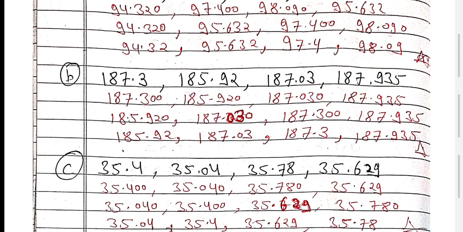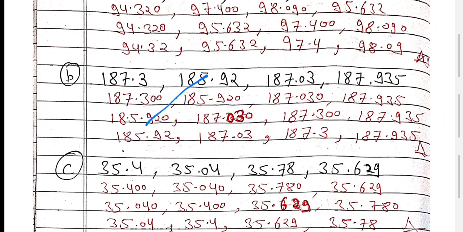Now just do the comparison: 187, 185, 187, 187. So the smallest one is 185, put 185 here. Now 187, 187 are all the same, so do the comparison after the decimal. After the decimal they have 300, 30 and 935. So 30 is the smallest, so put that number here. Then 300, then 935. Now just write the original numbers.